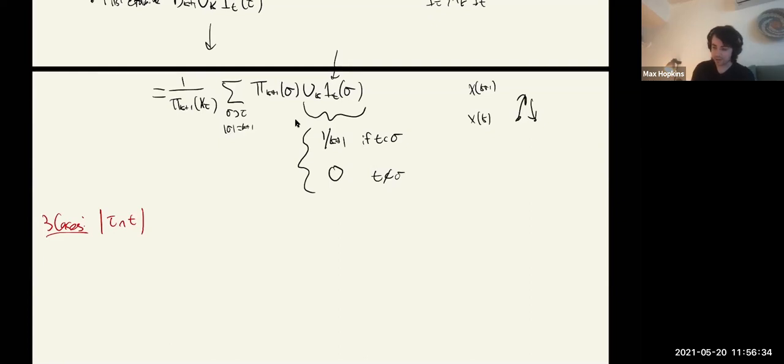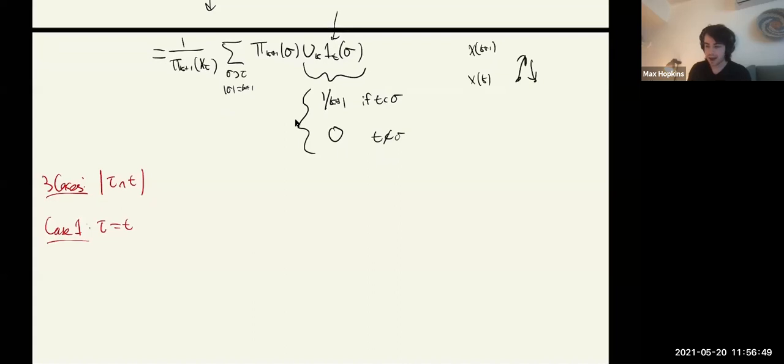Okay, so three cases of interest. Case 1 is where tau is equal to T. So this is when their intersection size is k, right? They're as close as possible. This is basically the lazy term. So let's see what happens.